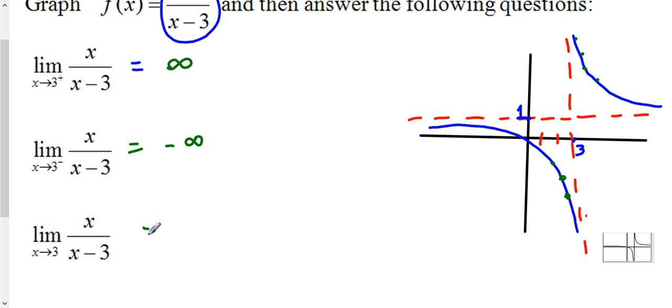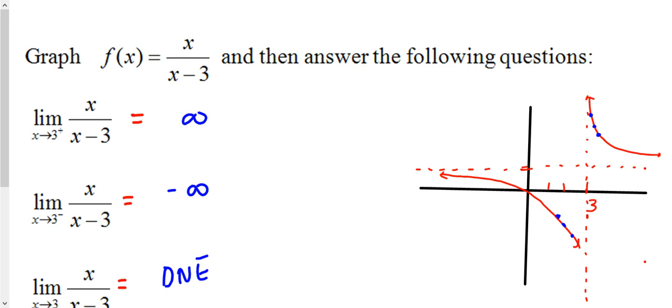One side is going to infinity, one side is negative infinity. So there I'm going to say the limit does not exist. All right, let's do a few more examples involving limits with infinity.